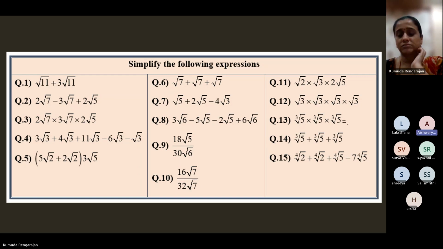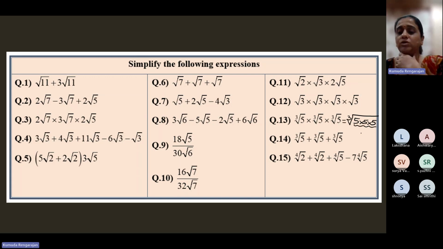Ma'am, so it'll be root 3 by 5 into 5 into 5. So when we take it out, it'll be root 3. Where is root 3 here? No, ma'am, I said cube root. Sorry, cube root of 5 into 5 into 5. Okay. It'll be 5. Correct. So from 3 equal factors, 1 out of the cube root.